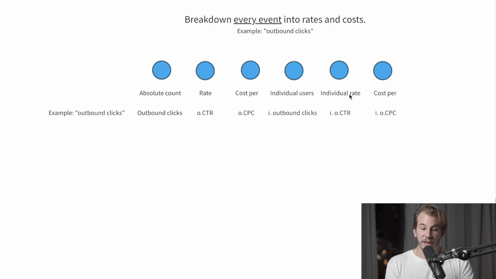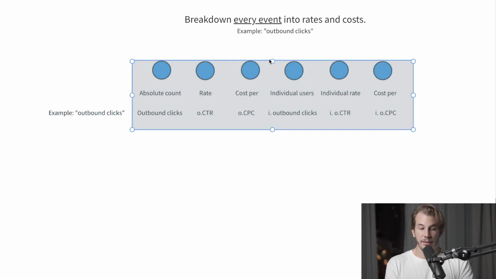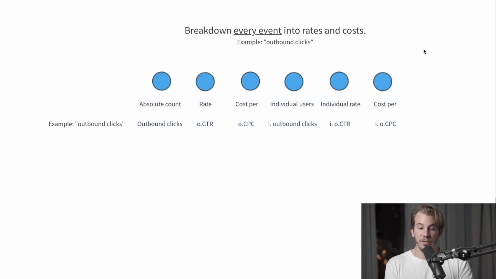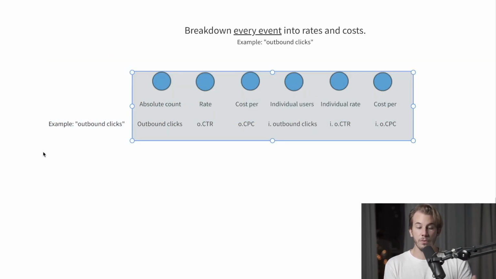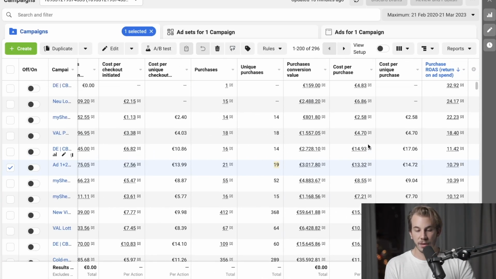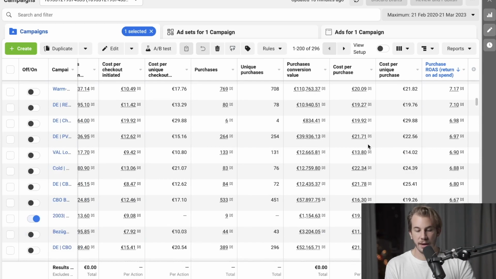Then your individual rate, which is just using the same logic here, but for your individual account, and then also the cost for that. And by using the breakdown of every event into these different metrics, you get a really good feel for what is happening in your funnel. And these are the statistics that I've been using for many years, that I always use today.